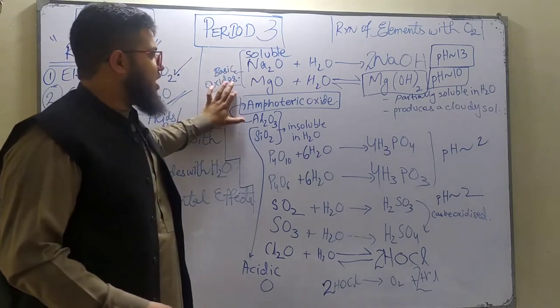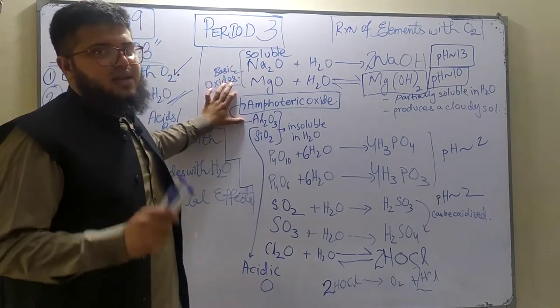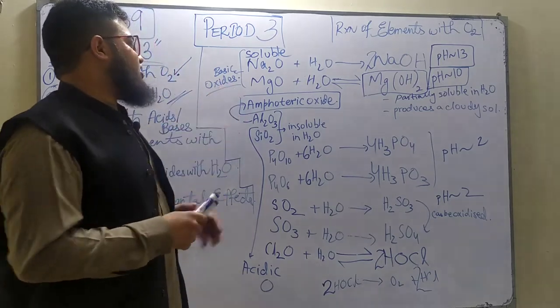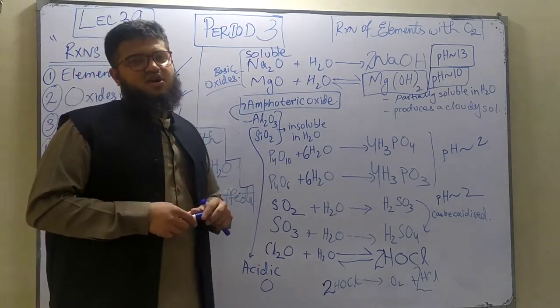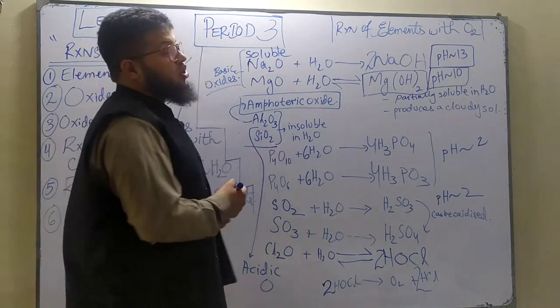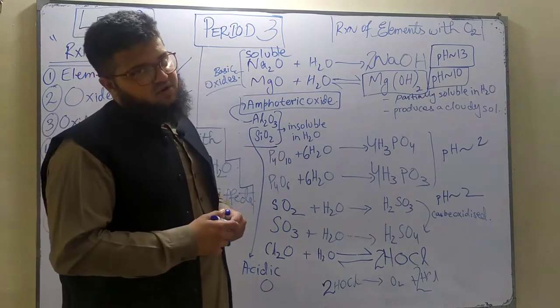Now coming to the third one, Al2O3, aluminum oxide, which is an amphoteric oxide. This amphoteric oxide is actually insoluble in water. Similarly, SiO2 is also insoluble in water.